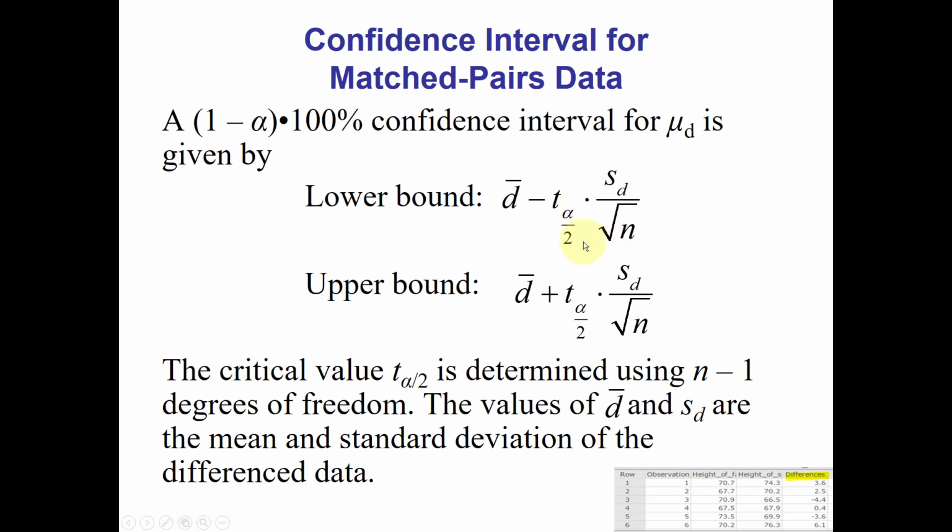Then this right here is an approximation to the standard deviation for the population of all differences. This expression right here is an approximation to the standard deviation for the population of all the differences. This is the mean for the population of all the differences. This is an approximation to the standard deviation. It would be denoted, I don't have it here, as sigma subscript d.